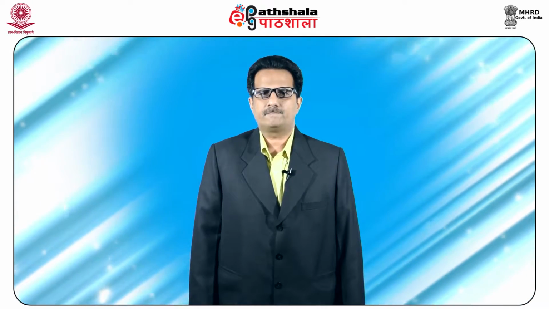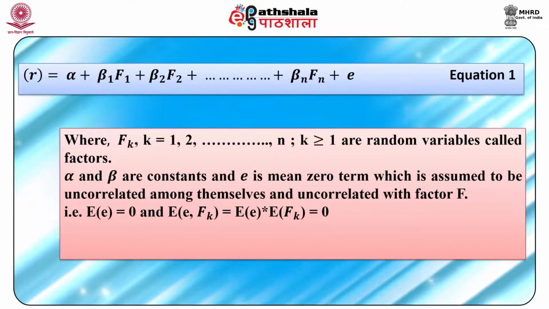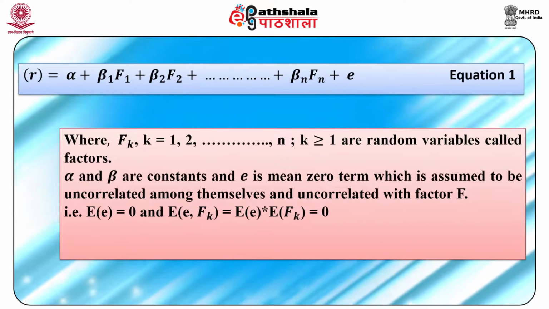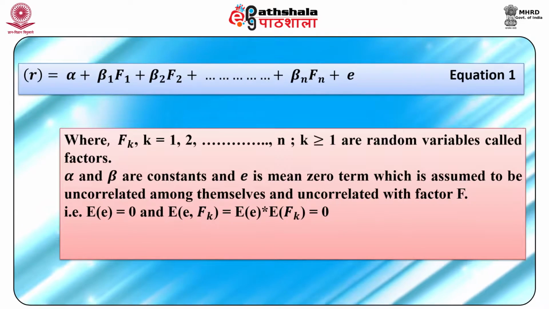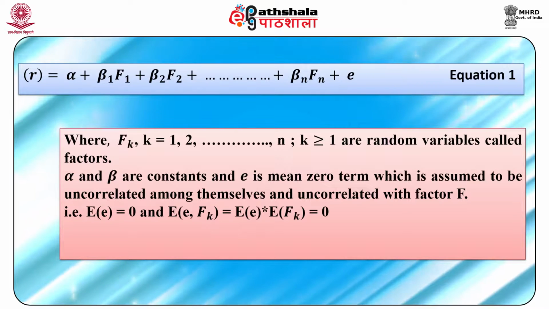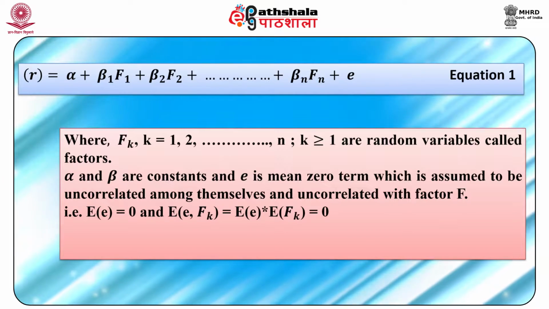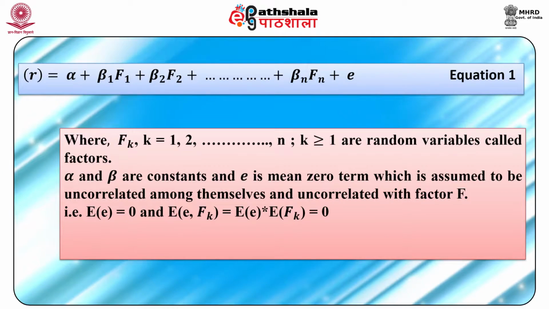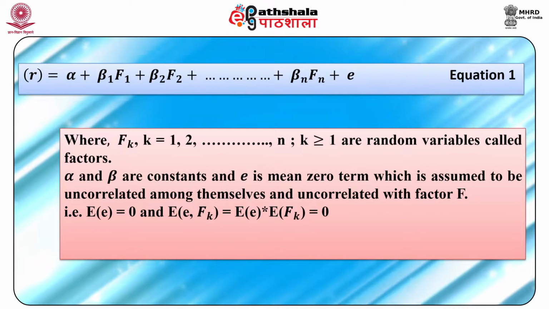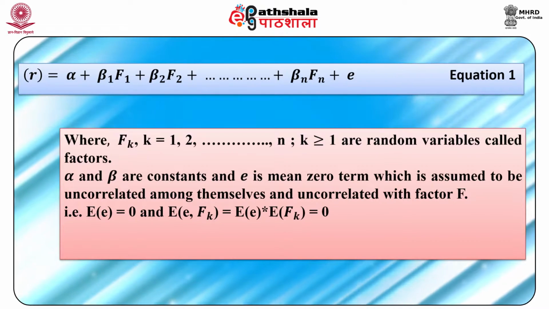Factor models are tools that allow us to explain and measure the different factors that affect a security's rate of return during any certain time period. A linear factor model assumes that the rate of return of a security or an asset is given by the following equation, called equation 1. R = α + β1F1 + β2F2 + β3F3 + ... + βnFn + e, where Fk, k referring to 1, 2, 3 till n, where n is greater than 1, are random variables called factors.